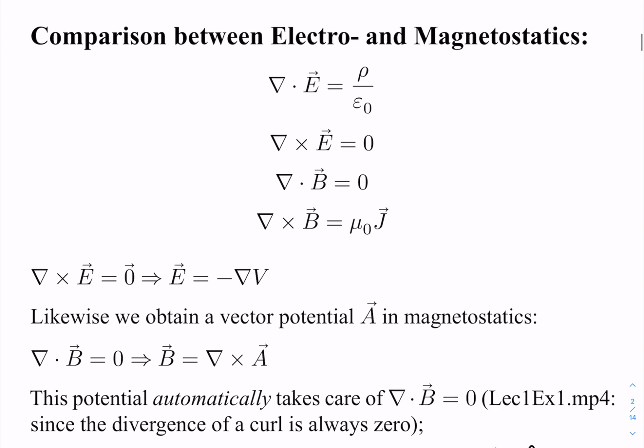Okay, so let's compare electrostatics and magnetostatics. In electrostatics, the laws are governed by the first two equations, while magnetostatics is governed by the second two expressions. The E field has a source term in charge density, and the B field has a source term of current density.